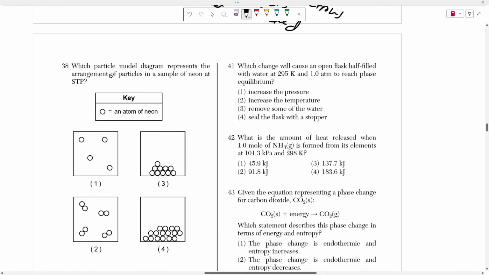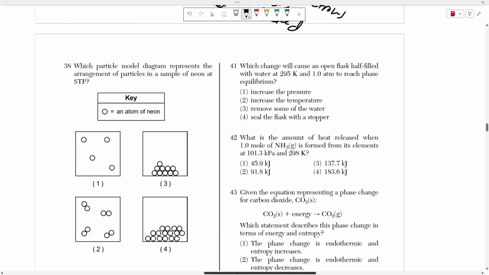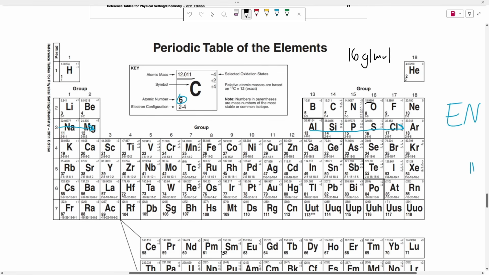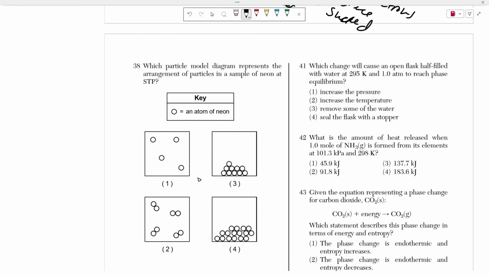Number 38 says, which particle model diagram represents the arrangement of particles in a sample of neon at STP? So if we look at the periodic table of elements, neon is Ne, and look at where it is. This is a noble gas. It's in the noble gas section, the 18th group, or group number 8 if you want to look at it like that. Essentially what this tells you is that all of these are gases, and that's why they're called noble gases. So at standard temperature and pressure, neon is going to exist as a gas.